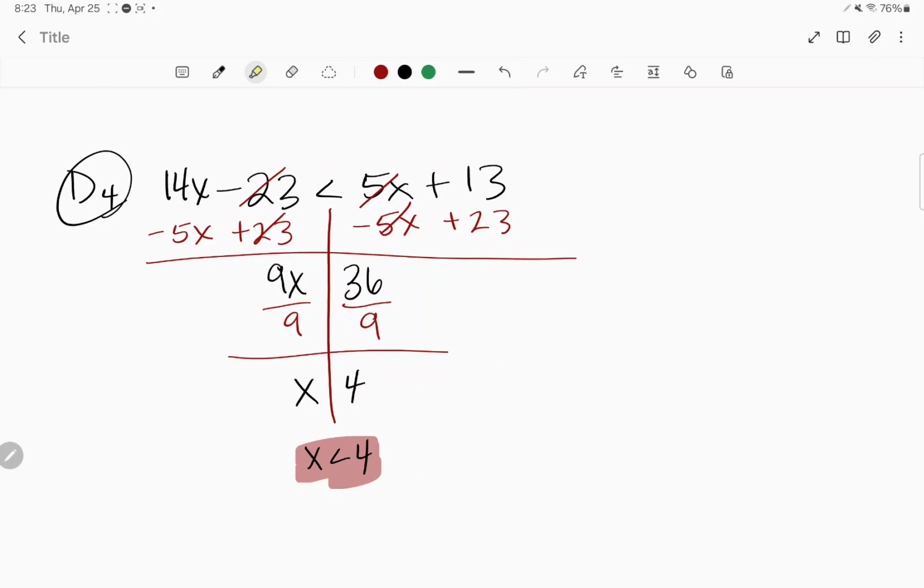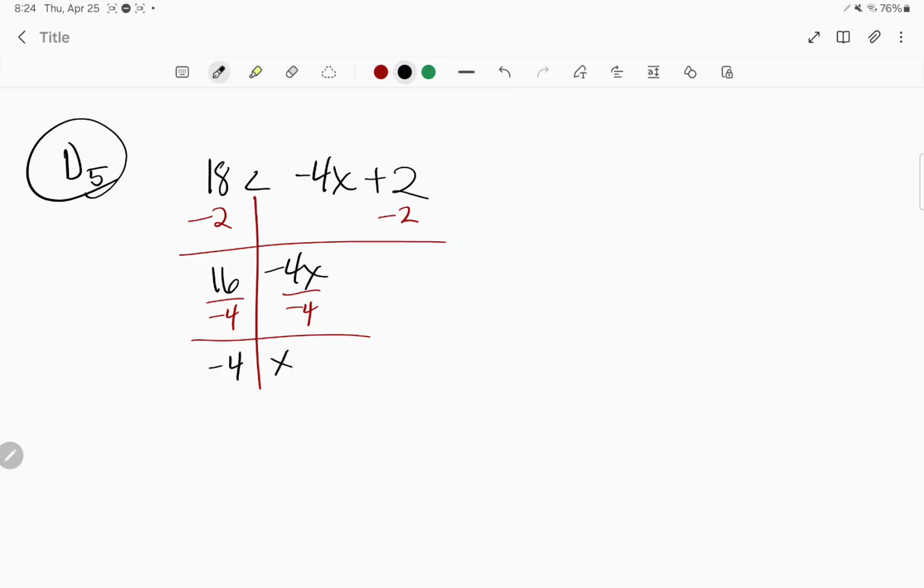So on D4, I do 2 steps at the same time. First thing is I subtract 5x from each side, and then I add 23 to both sides, and that gets me to just 9x is equal to 36. Then you divide each side by 9, and you get x is equal to 4. But remember the inequality, and right here we multiply by a positive, so our inequality remains the same. And then let's take a look at number 5.